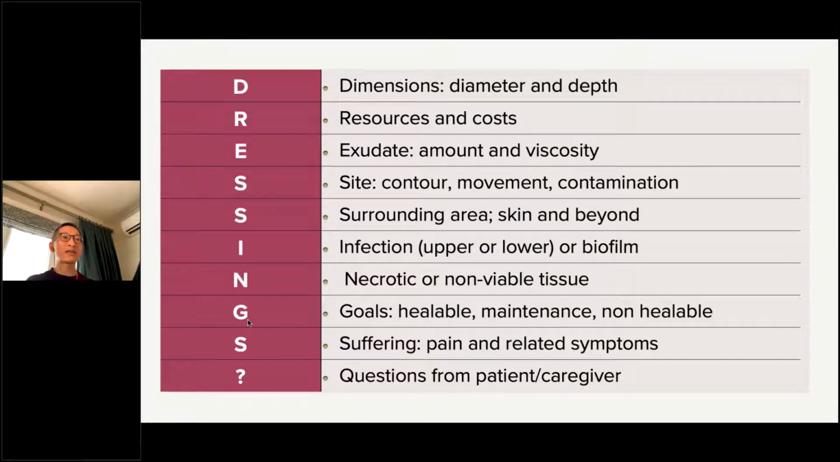Another S is for surrounding skin, looking at the peri-wound skin. I for infection and biofilm. Obviously, when you're concerned about local infection and biofilm problems, then you might have to add antimicrobial ingredients into the dressing material to help reduce the bioburden in the wound. And for necrotic tissue, some of the materials are better for promoting autolytic debridement than others. G for goals. It depends on whether the wound you consider to be healable versus non-healable. Your entire approach, your plan of care, will be very, very different. And S for suffering, and that will include pain, and hopefully you reconsider your choices earlier, that pain is an important indicator.